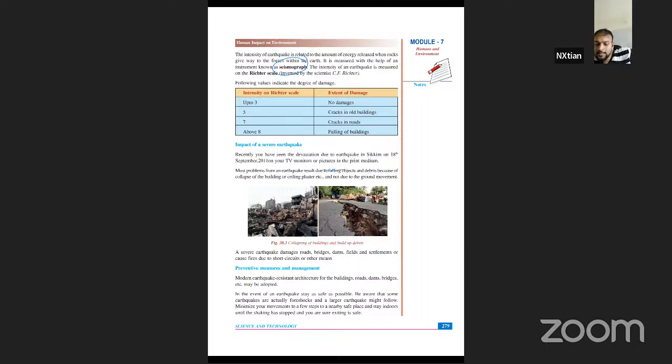So basically, you can see that in the picture. In that picture, you can see that the road collapsed. It broke. This happened because of the earthquake. Okay, now listen, guys. There is confusion between the Richter scale and the seismograph. Seismograph is the instrument. It's like a pin on paper.